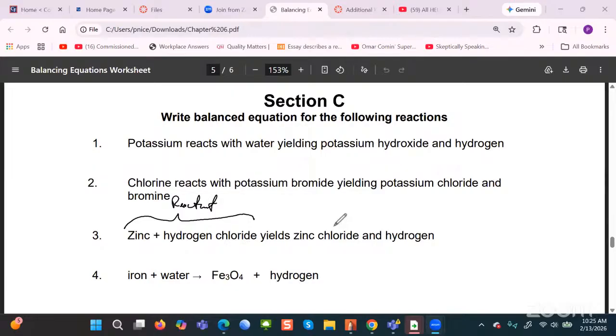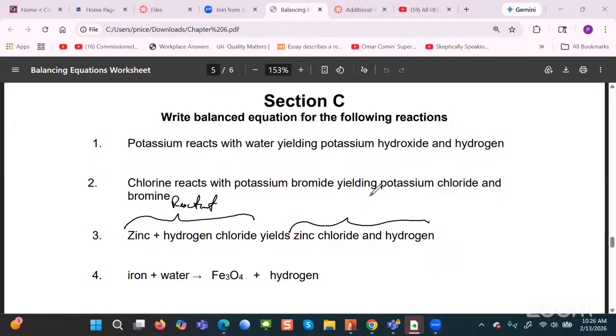I think you looked at the wrong question. What would be the products in number three? Okay, so zinc chloride and hydrogen. Yes. Okay, so these would be the products.